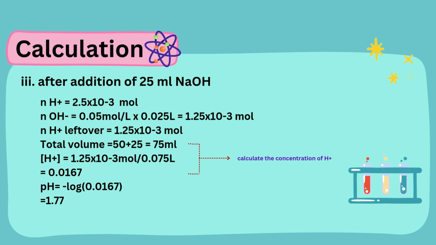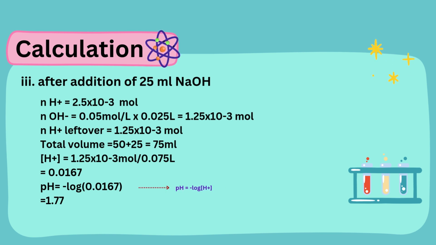Now we need to calculate the concentration of H+. Total volume is now 50 milliliters plus 25 milliliters, equal to 75 milliliters. The concentration of H+ equals 1.25 times 10 to the -3 mole over 0.075 litre equal to 0.0167. The pH value can be calculated by using the formula pH equals -log 0.0167, and the final answer is 1.77.